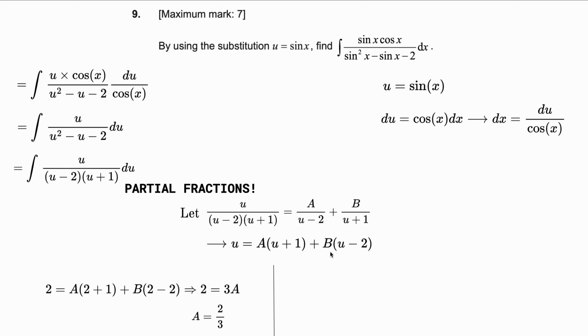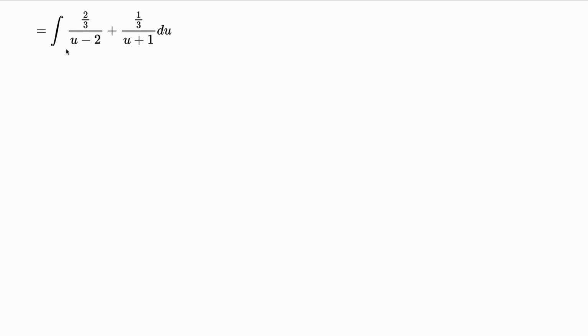And now to find b, we can apply the same principles. So we can substitute u equals -1 over here. So we get -1 is equal to a times -1 plus 1, that's just 0, plus b times -1 minus 2, so the whole thing becomes -1 is equal to -3b, and b equals 1 over 3. So now, since we have found our constants, we can substitute this back in here and then integrate that instead. So now we get the integral of 2 over 3 over u minus 2 plus 1 over 3 over u plus 1 with respect to u.